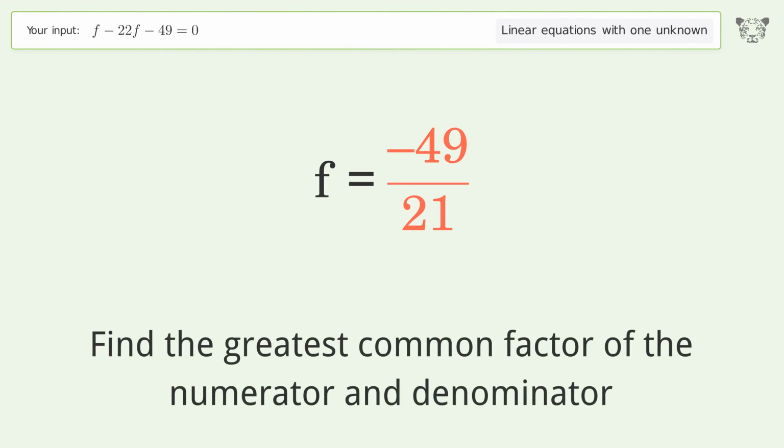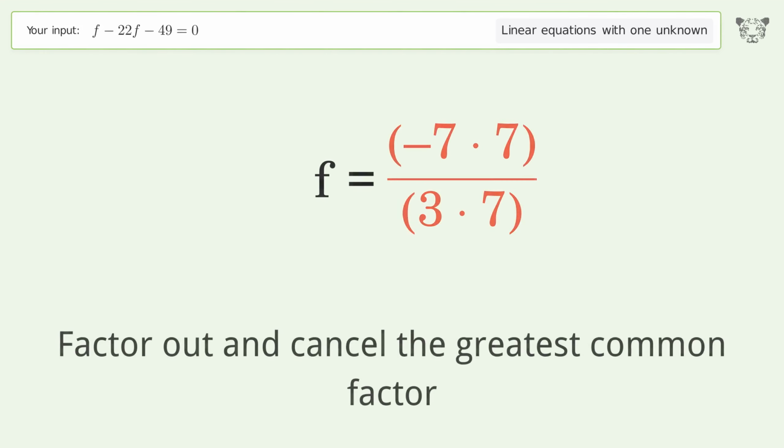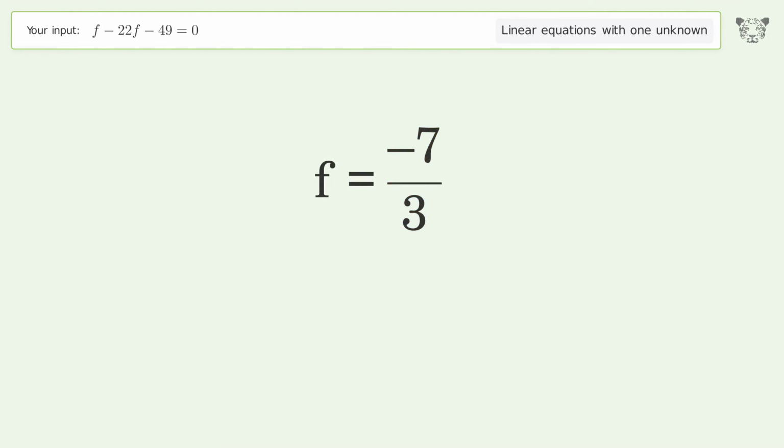Find the greatest common factor of the numerator and denominator. Factor out and cancel the greatest common factor. And so the final result is f equals -7/3.